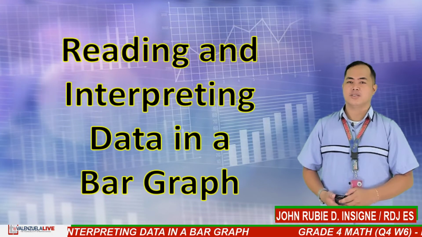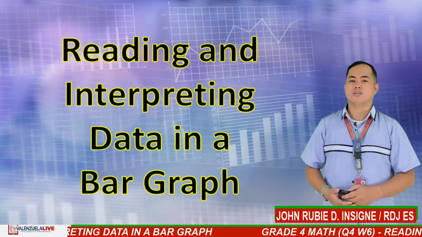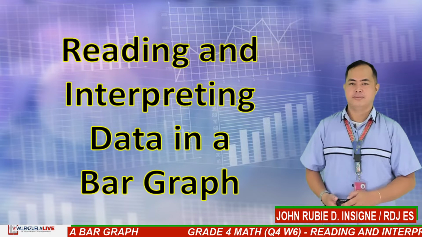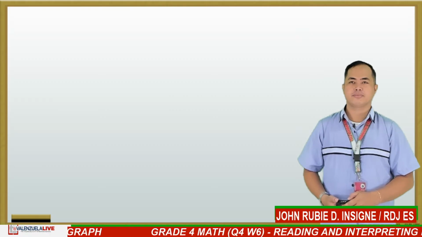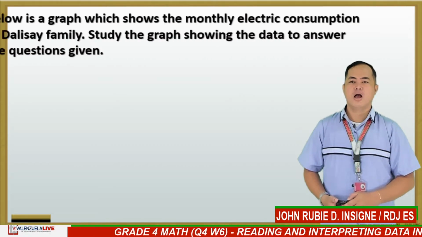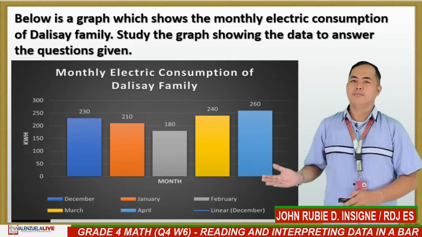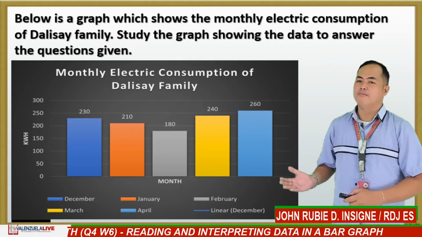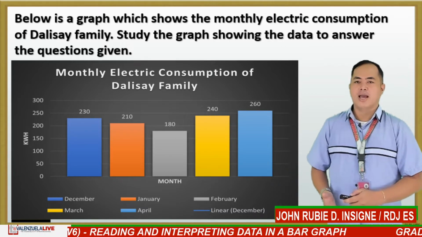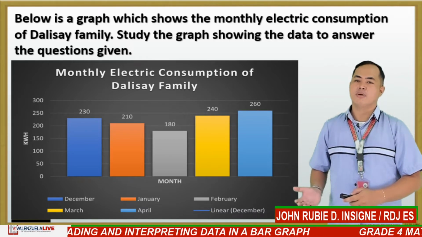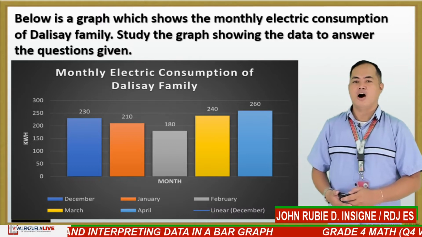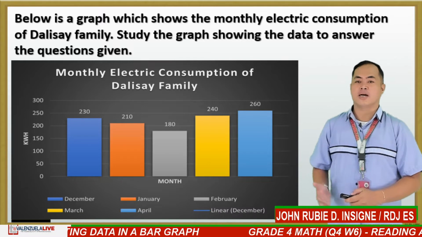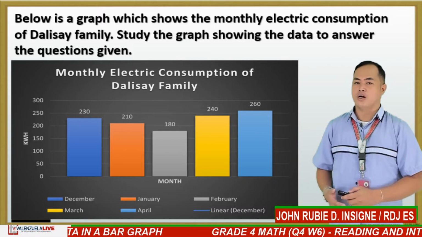For today's lesson, we're going to study about how to read and interpret data in a bar graph. Look at the given bar graph. This is an example of single vertical bar graph. This bar graph shows the monthly electric consumption of the Lisay family. Study the graph showing the data to answer the questions given.